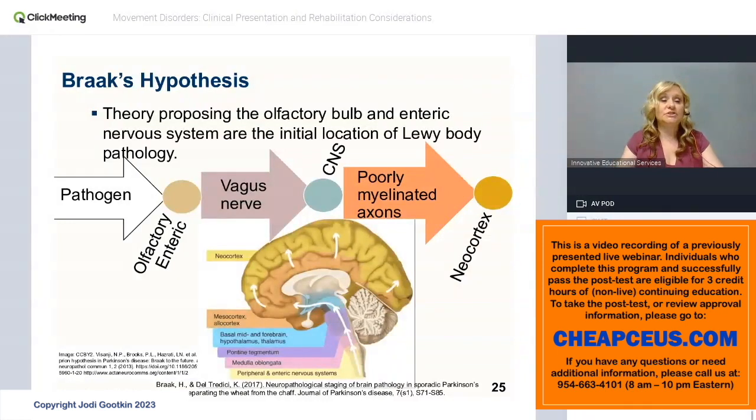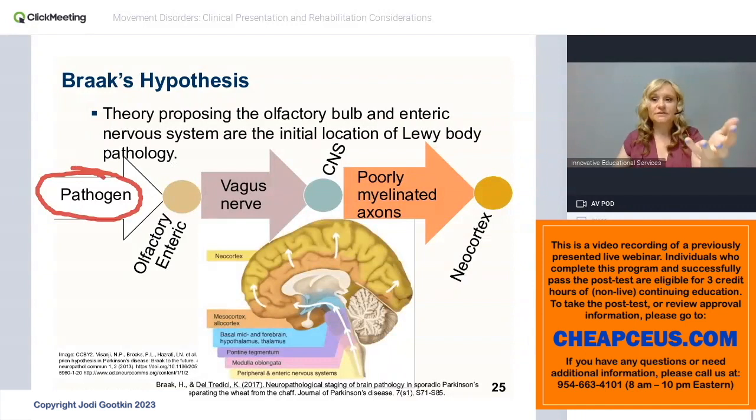A lot of this relates to Braak's hypothesis. This is looking at the idea that there is not a random development of Parkinson's disease. The hypothesis says that yes, there is some kind of pathogen, some kind of trigger, something starts this, because some individuals present with Parkinson's disease, others do not. That piece they haven't quite figured out yet, but what they're recognizing is that some type of pathogen is entering through either the olfactory system or the enteric system, the GI system.